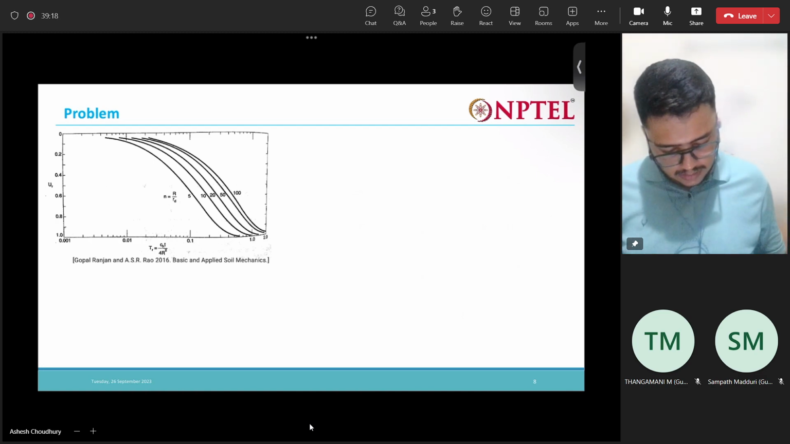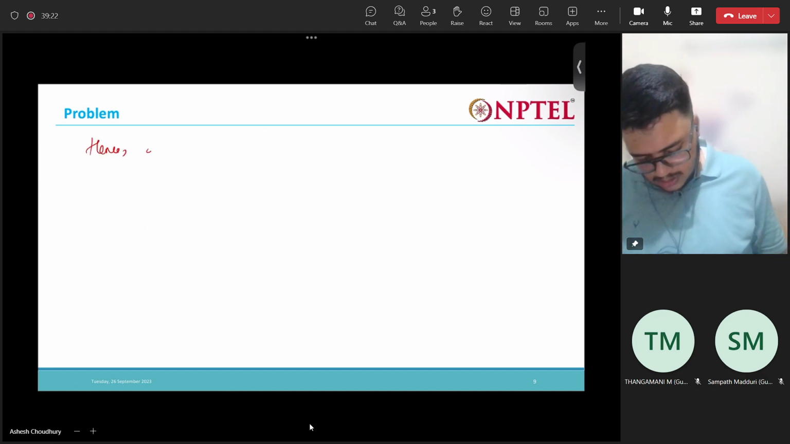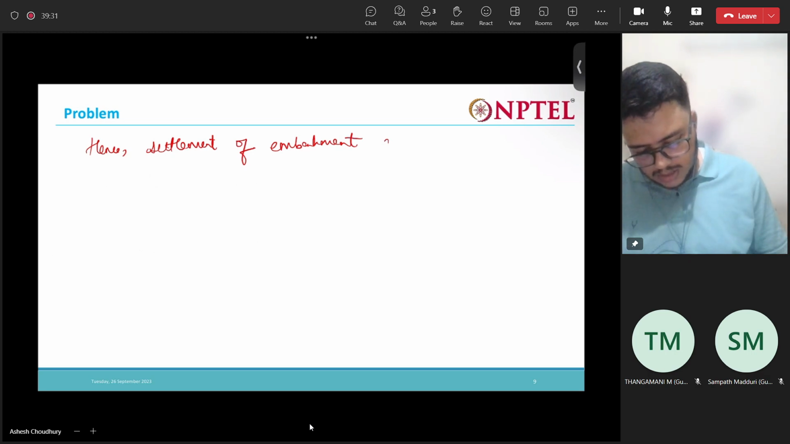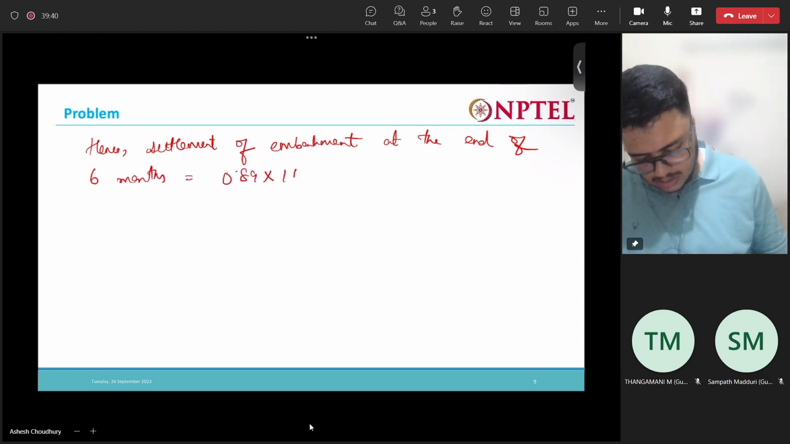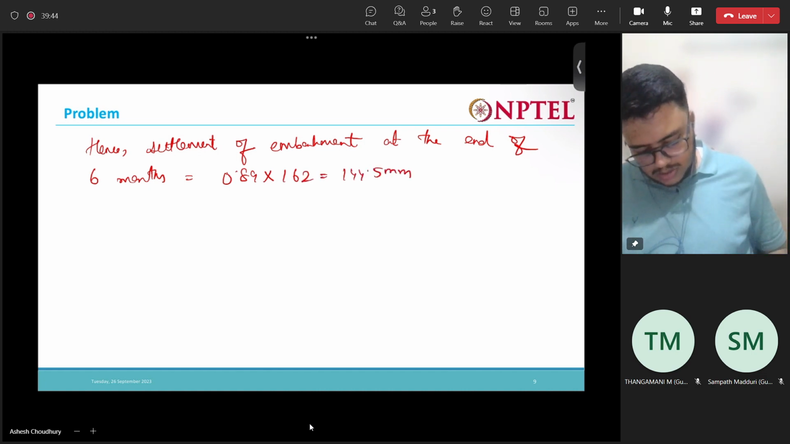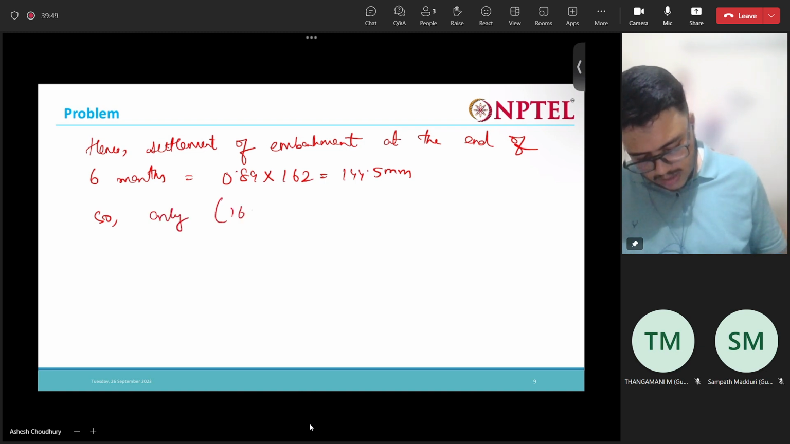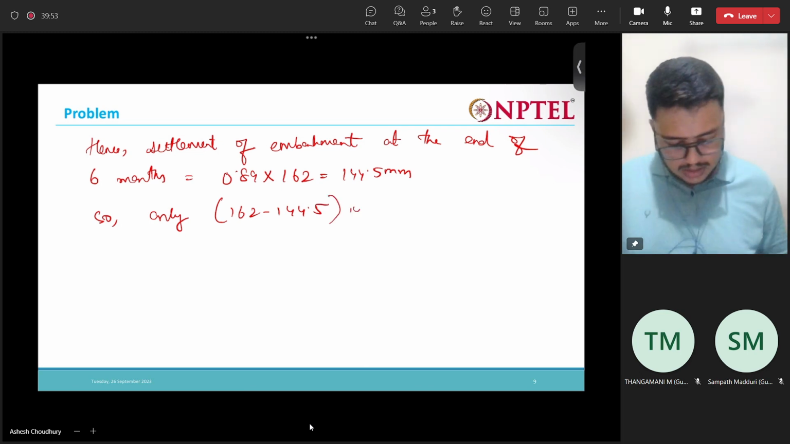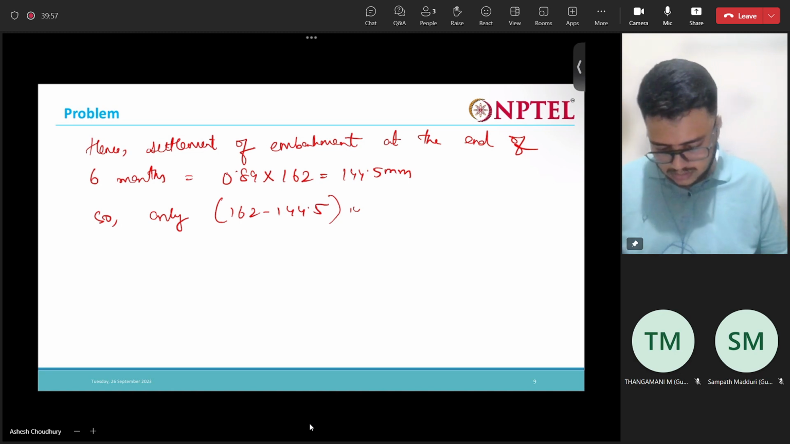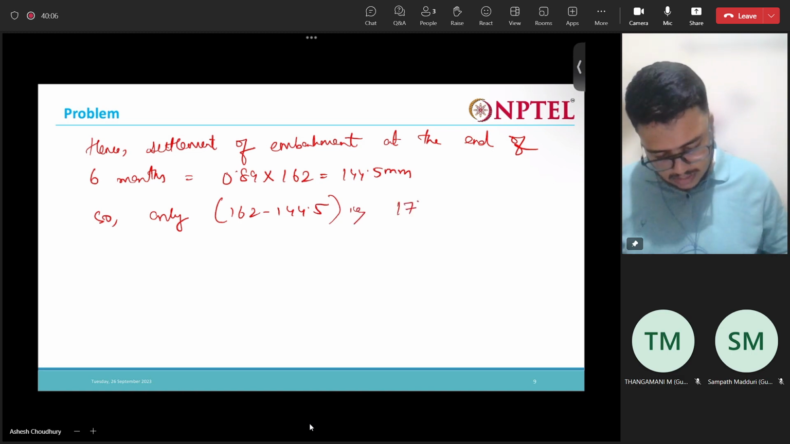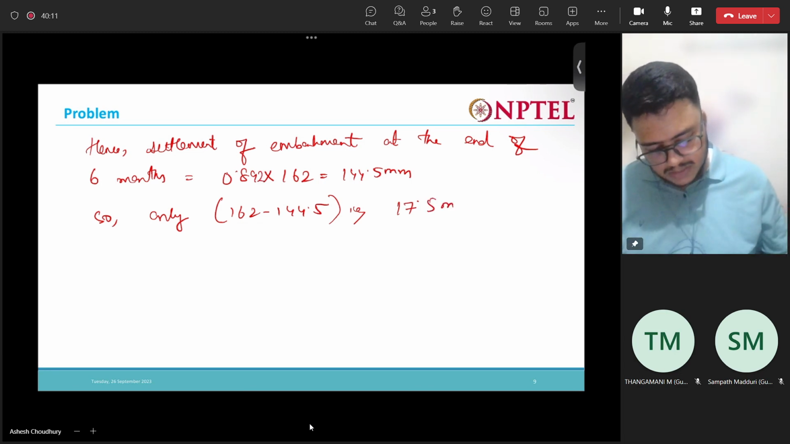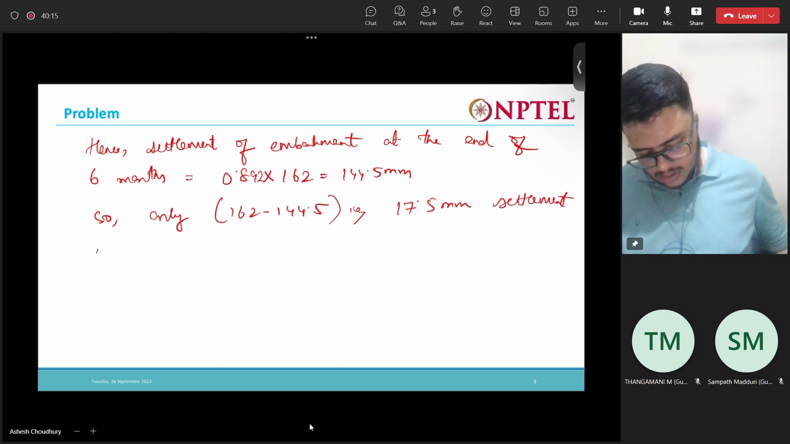Hence the settlement of the embankment at the end of 6 months is 0.89 into 162, which is 144 mm. So only 17.5 mm settlement is going to occur after that.